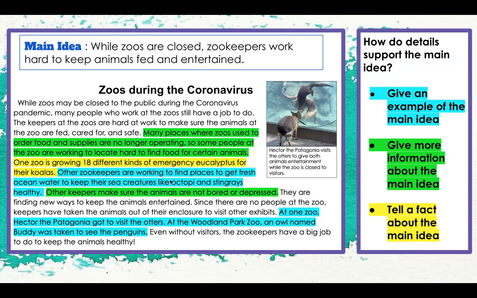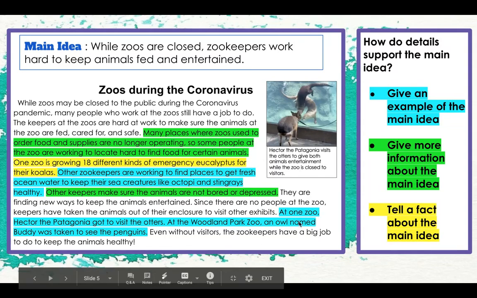Other zookeepers are working to find places to get fresh ocean water to keep their sea creatures like octopi and stingrays healthy. Well, that has to do with keeping them both fed and entertained, the water where they live in, and they need the water to eat and get their food, so healthy, while the zoos are closed. And that's important because they have to find new places to get their water. So that shows the zookeepers working hard. It's an example, and it's a specific example because it's telling us about specific creatures.